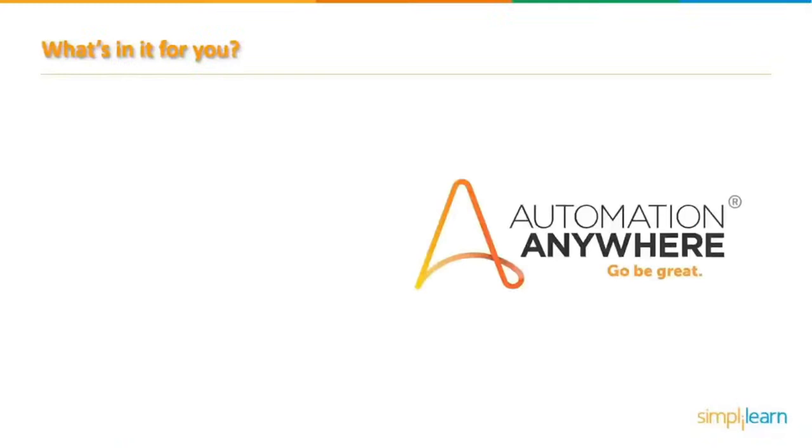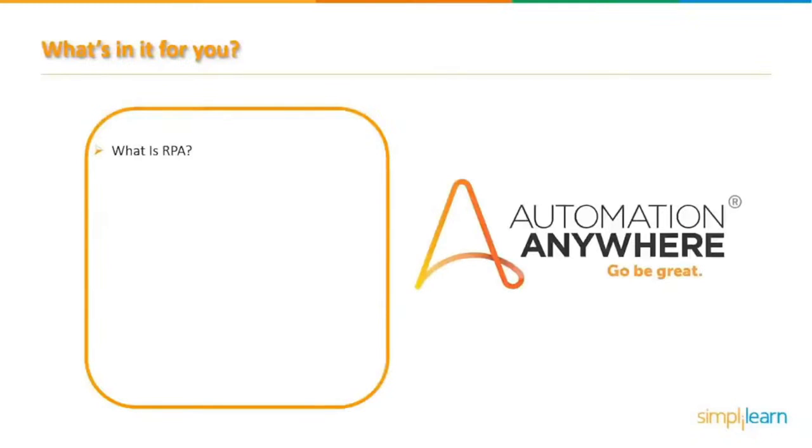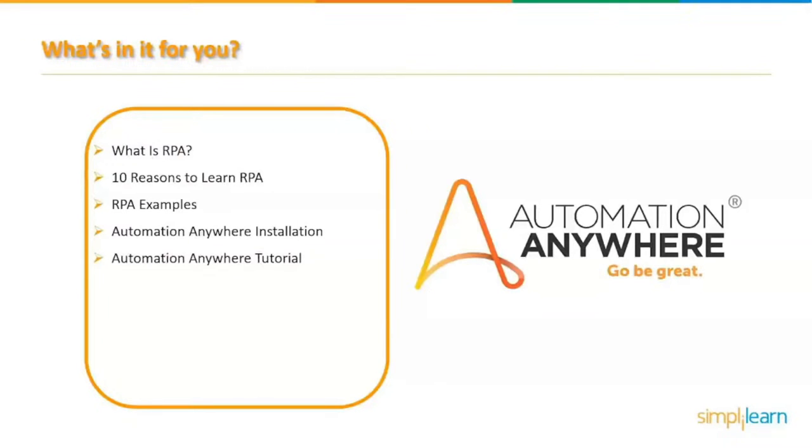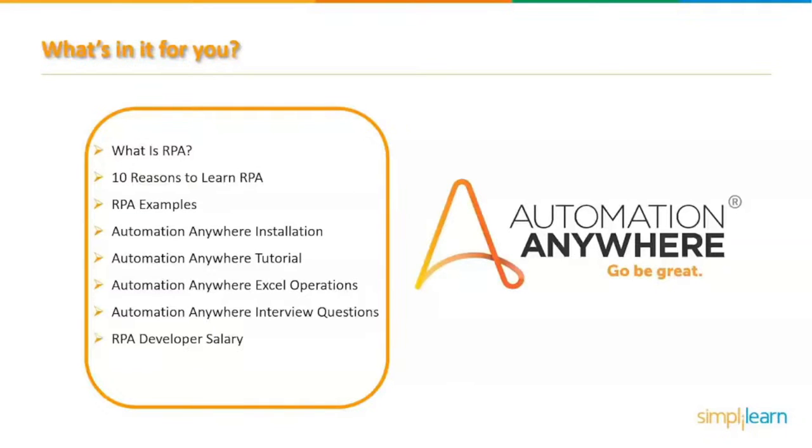Here is the list of topics covered in the Automation Anywhere full course. We'll first begin with what is RPA. Then we'll look at the 10 reasons to learn RPA, followed by which we will see some of the real-time RPA examples. Proceeding further, we will see installation of Automation Anywhere and Automation Anywhere tutorial. We will see how Excel operations are performed in Automation Anywhere. Proceeding further, we will see some of the important interview questions that will help you crack Automation Anywhere interview. Proceeding further, we will see RPA developer salaries and finally, how to become an RPA developer.